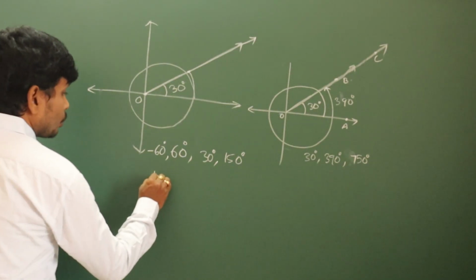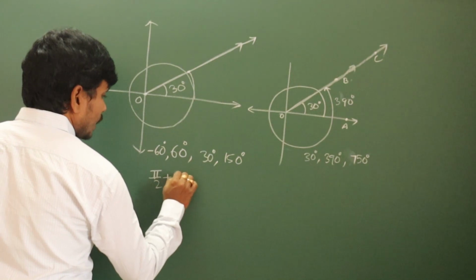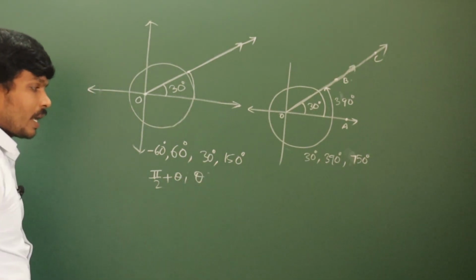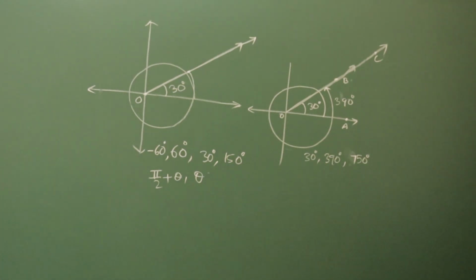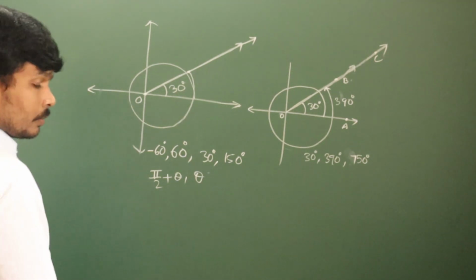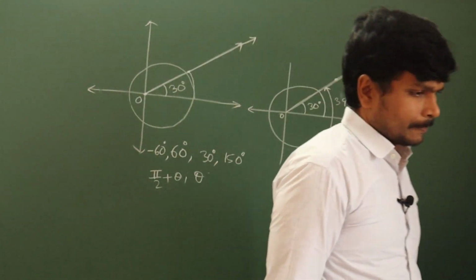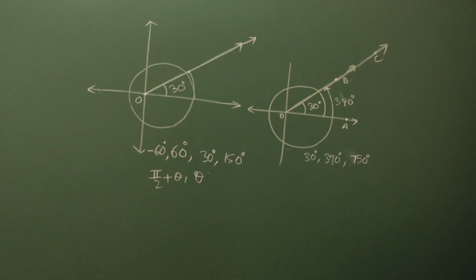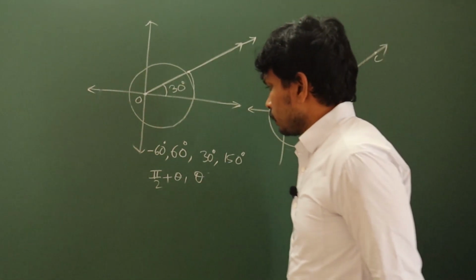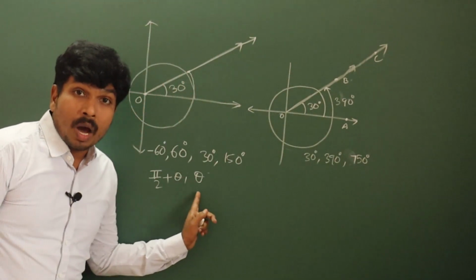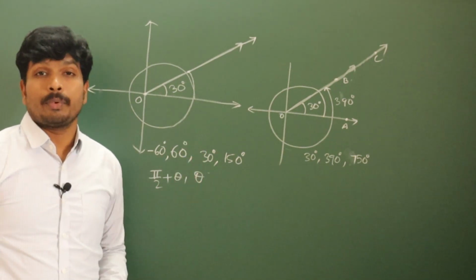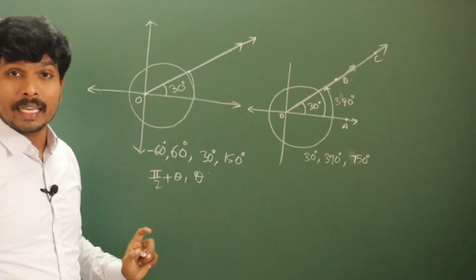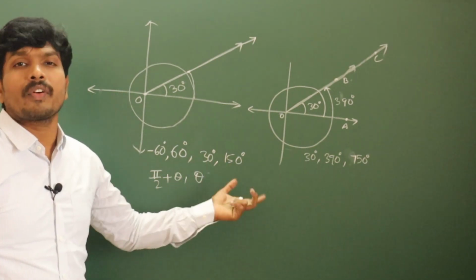Now pi by 2 plus theta, comma, theta: are these two allied angles? Sum or difference? Yes, the difference. These two are allied angles because the difference of these two angles is a multiple of 90. So these two angles are allied angles, either by sum or difference.